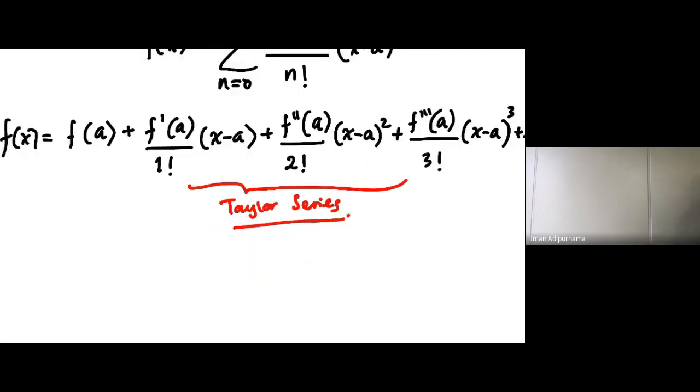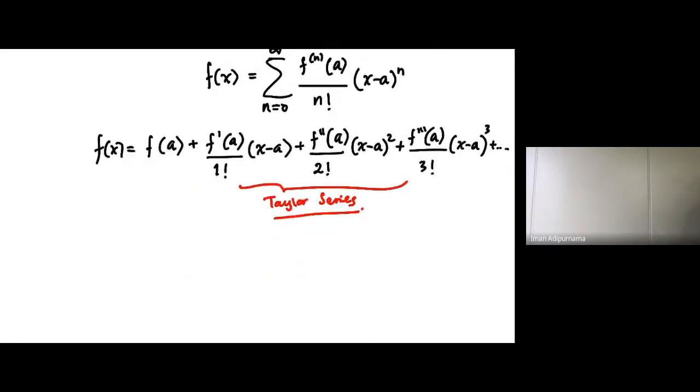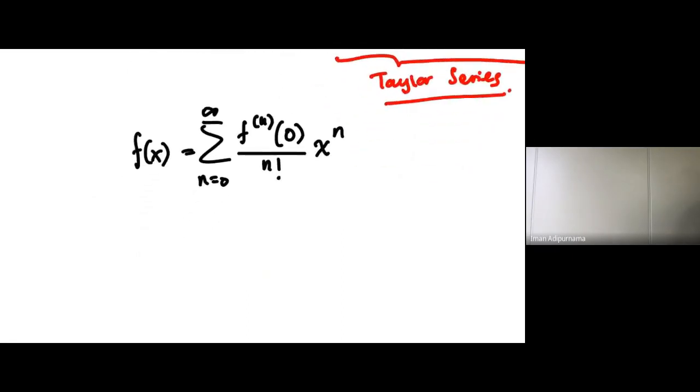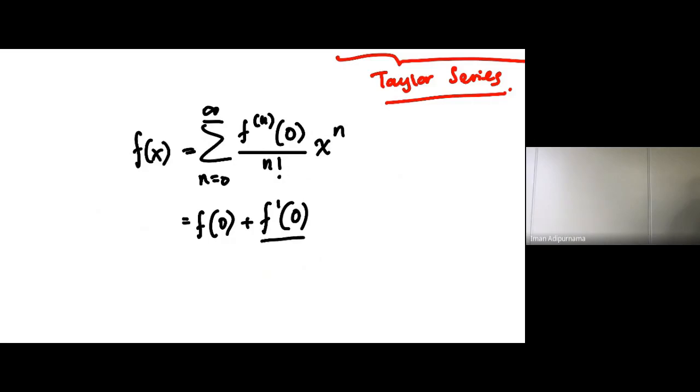Now let's look at the Maclaurin. What I need to do is just change A into 0. So f(x) will be, let me write completely, the sum from 0 and f^(n)(0). That's the Maclaurin. And we can expand this into f(0) plus f prime 0.